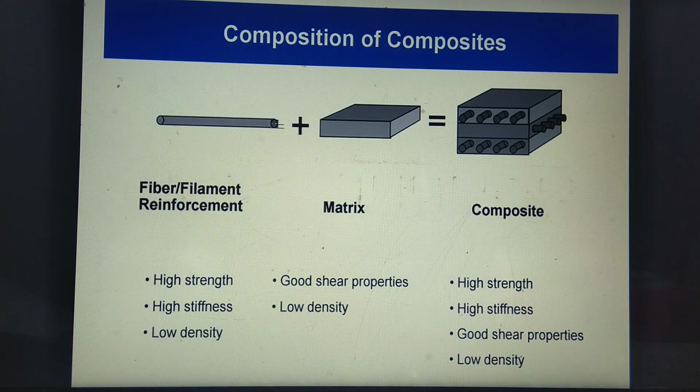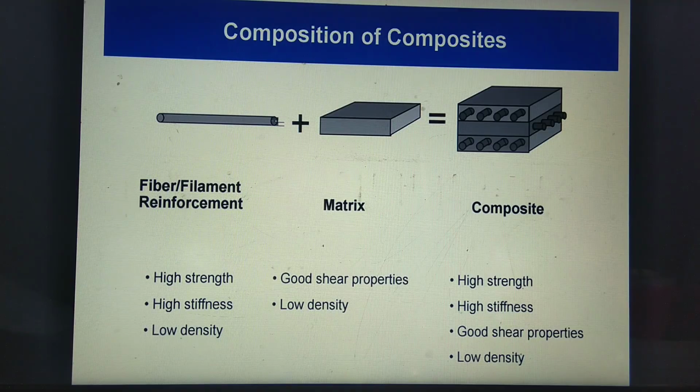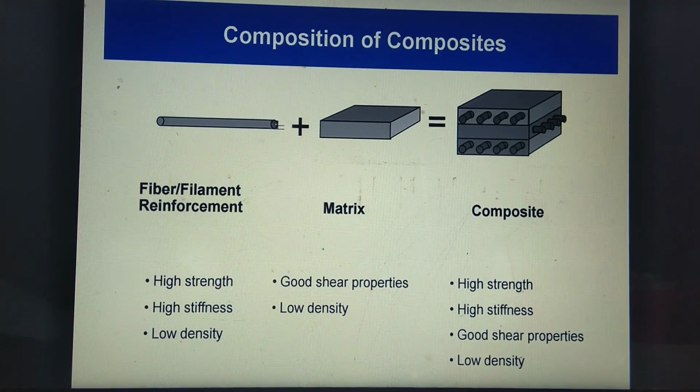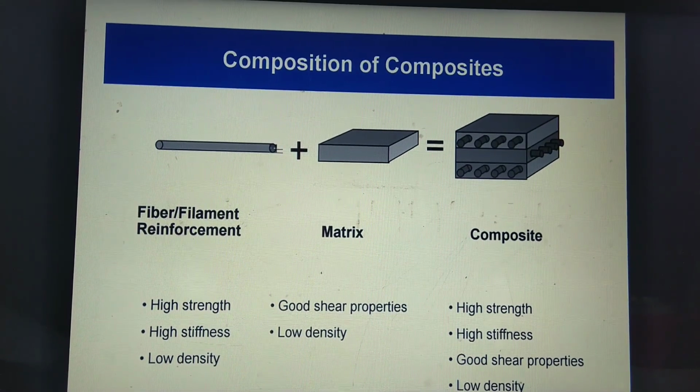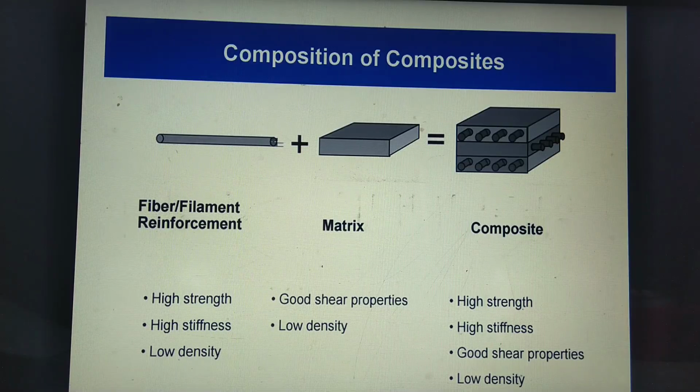The composite is composed with the help of a fiber or filament, called a reinforcement material, with a matrix. Finally, it gives a composite material. The fiber or filament possesses high strength, high stiffness, and low density, whereas the matrix has good shearing property and low density. The mixing of these two will produce a new product called a composite, having high strength, high stiffness, good shear properties with low density.